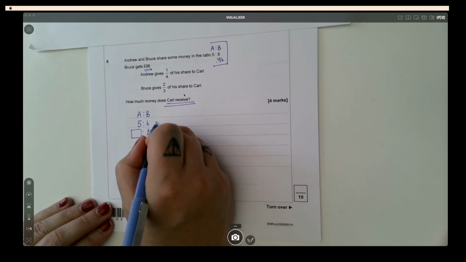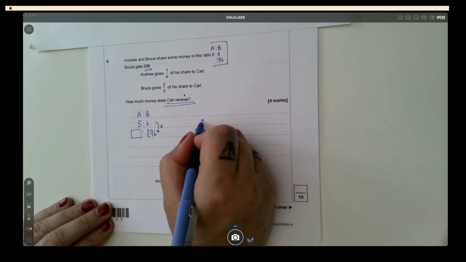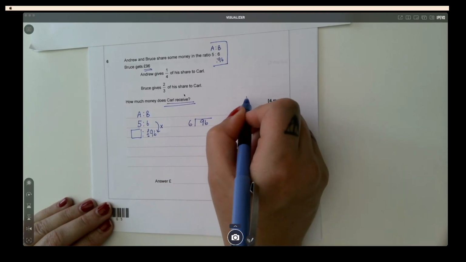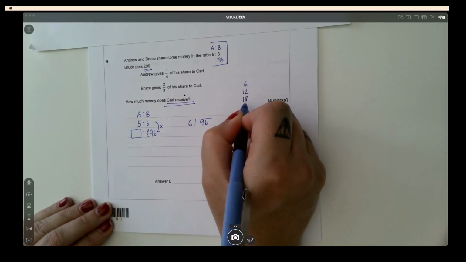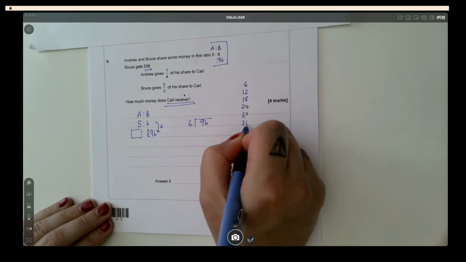So we need to figure out what we multiply by. So we're going to do 96 divided by 6. 6, 12, 18, 24, 30, 36.